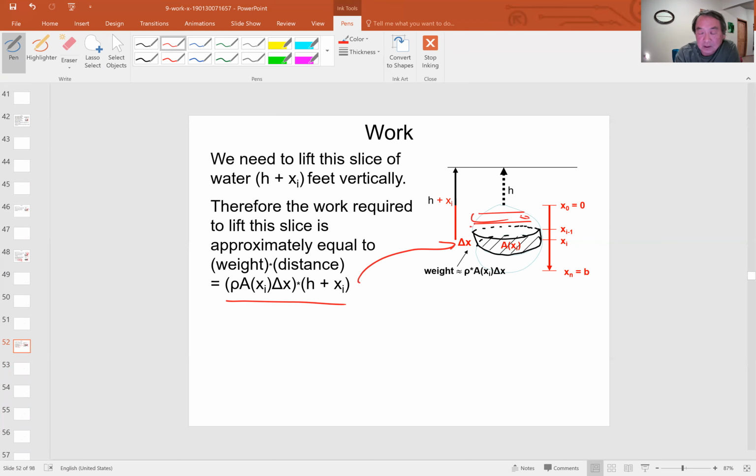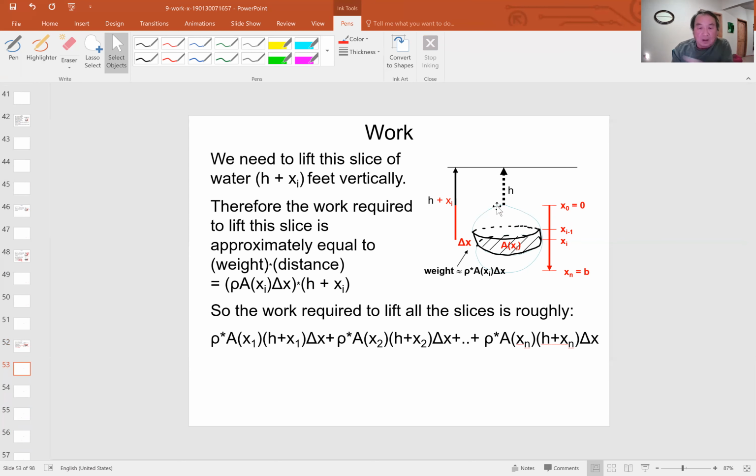But now I'm going to add up all the slices, 1, 2, 3, 4, so I get all this weight and all the work required, writing it in summation notation. Let me review one more time: A of x is the cross-sectional area.